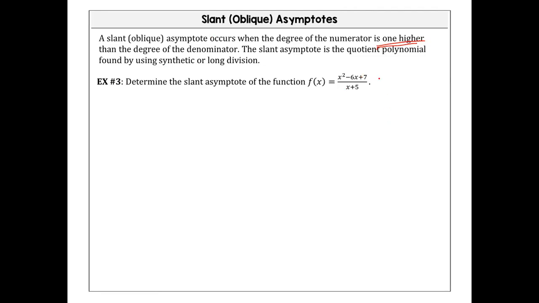So let's analyze. The degree of our numerator here is 2. The degree of our denominator is 1. So this is higher, and because it's only a 1 difference, I'm going to proceed to find the slant or oblique asymptote using division. I'm going to model both: I'm going to model it with long division and with synthetic. I don't know if you have enough room on your paper, but here we go.